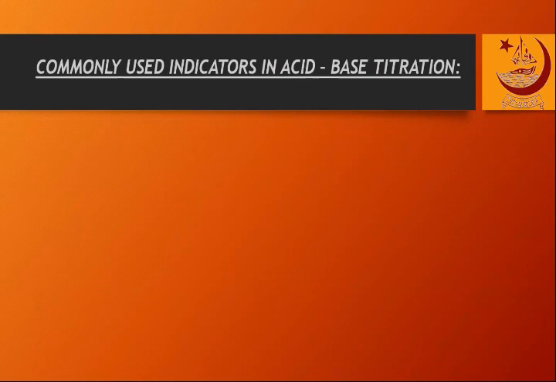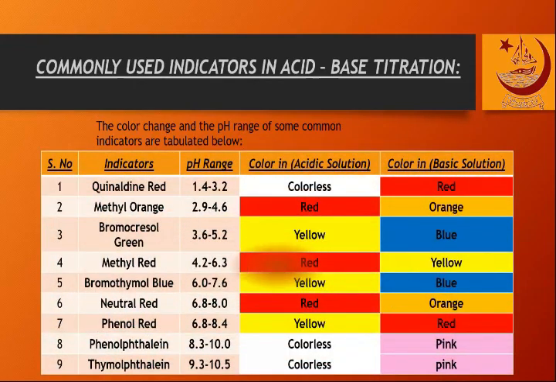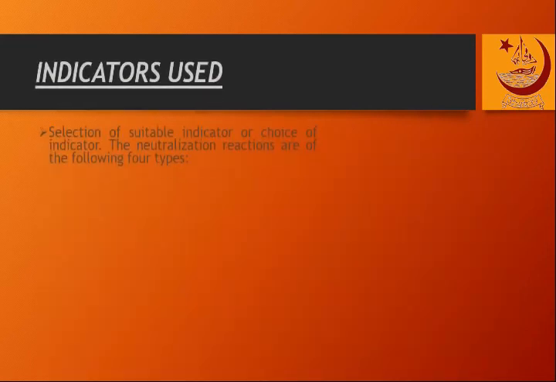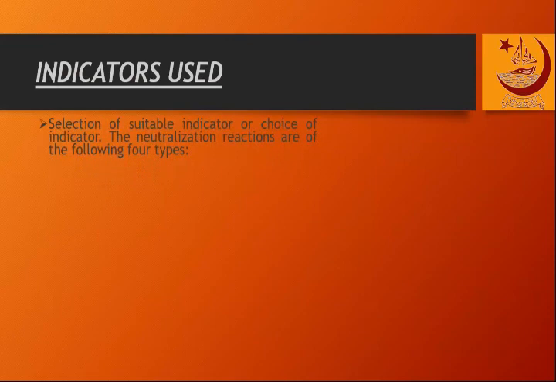Commonly used indicators in acid-base titration. The color change and the pH range of some common indicators are tabulated below. Here is the indicator, its pH range, color in acidic solution and color in basic solution. Indicators used. Selection of suitable indicator or choice of indicator.